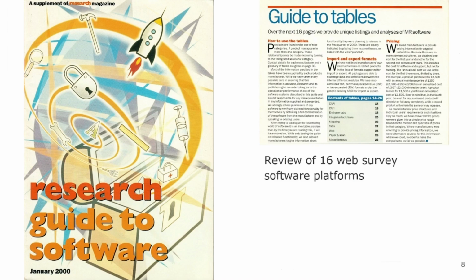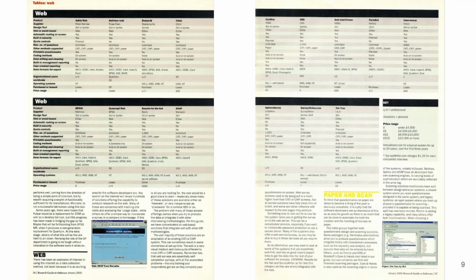At the time, in 2000, there were 16 web survey software platforms that I'm aware of. This is Research Magazine, a magazine which is still around in the UK, and they were reviewing those, and there were some names that are still around. Some, for example, were already there in 2000, one of the first platforms. Blaise, obviously, is still around. So this is the technology at the time to do web surveys.